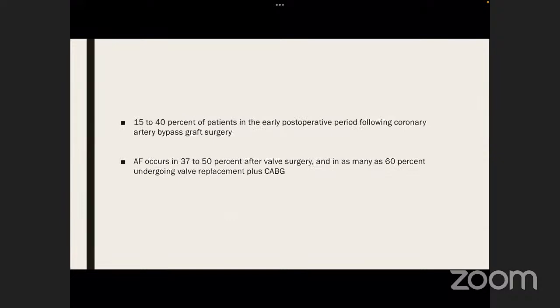For the SVTs, 15 to 40% of patients in the early post-operative period following coronary artery bypass graft surgery. But for the atrial fibrillation, which is the most common arrhythmia post-surgery, it occurs in 37 to 50% after valve surgery, and it can reach up to 60% with the underlying valve plus CABG surgery.